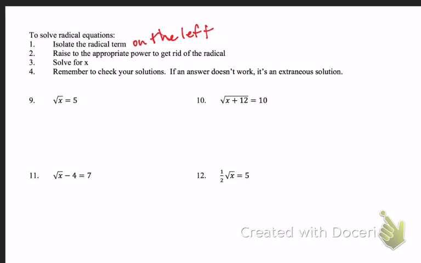Raise to the appropriate power to get rid of the radical. So if it's a square root, then I'm going to square it. If it were a cube root, I would cube it. If it were a fourth root, I would raise it to the fourth power. I'm going to solve for x. Remember to check your solutions. If the answer does not work, it is extraneous.